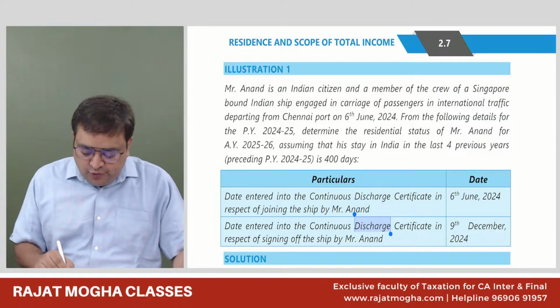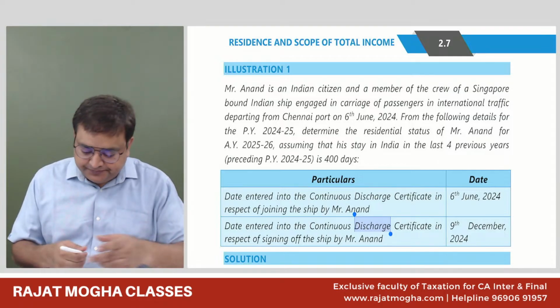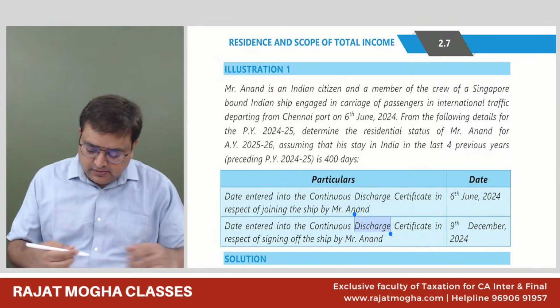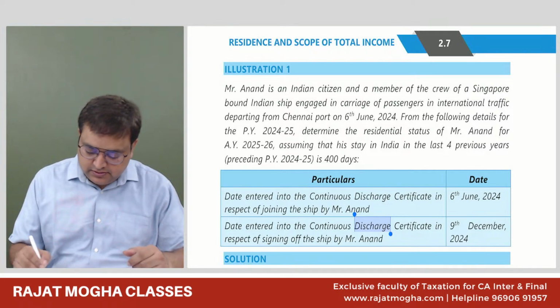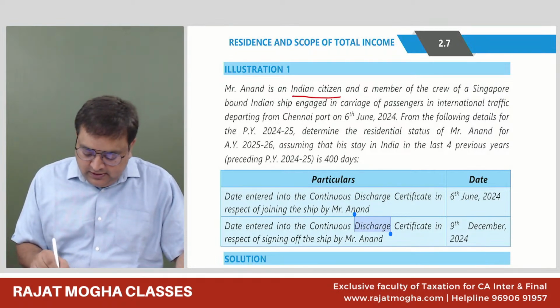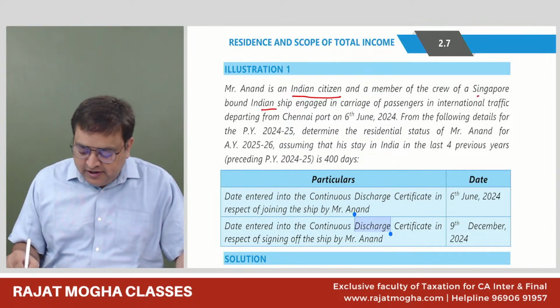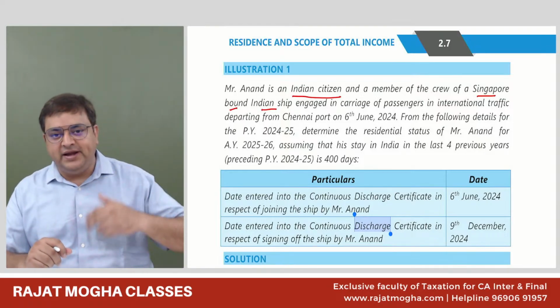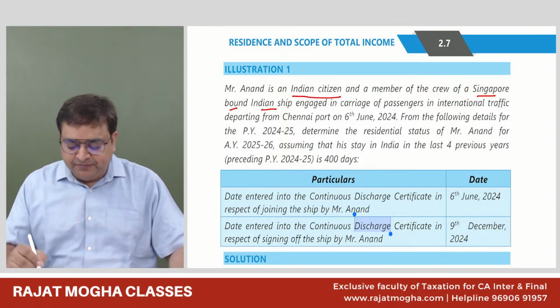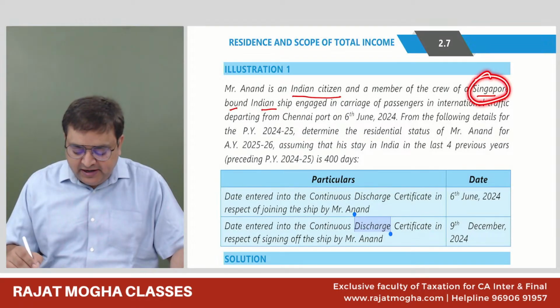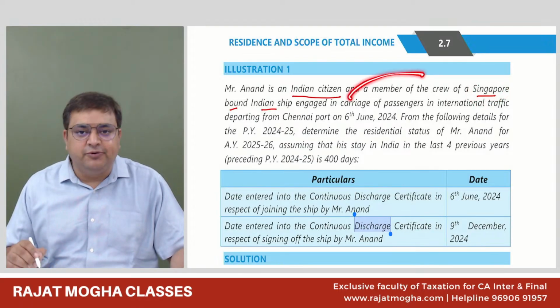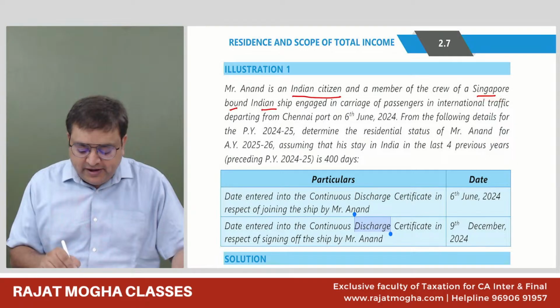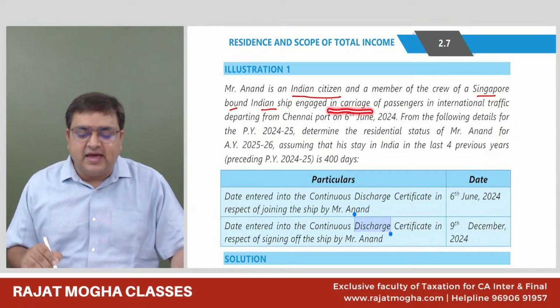What does the word Singapore bound mean? It means that this ship goes from India to Singapore and then it comes back. So it is not a Singapore ship, but it travels from India to Singapore. So it is called a Singapore bound Indian ship, engaged in the carriage of passengers in international traffic, departing from Chennai port on 6 June 2024. So this guy is an Indian citizen, crew member of an Indian ship, and he departed from Chennai port on 6 June 2024.